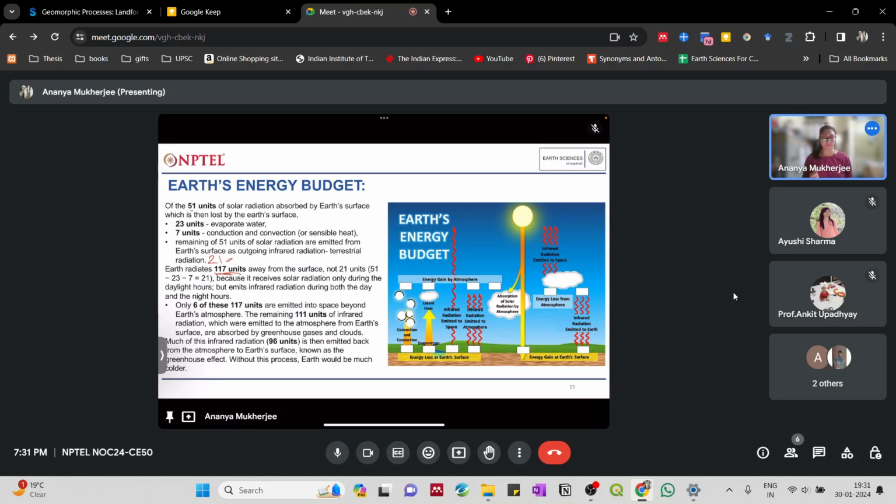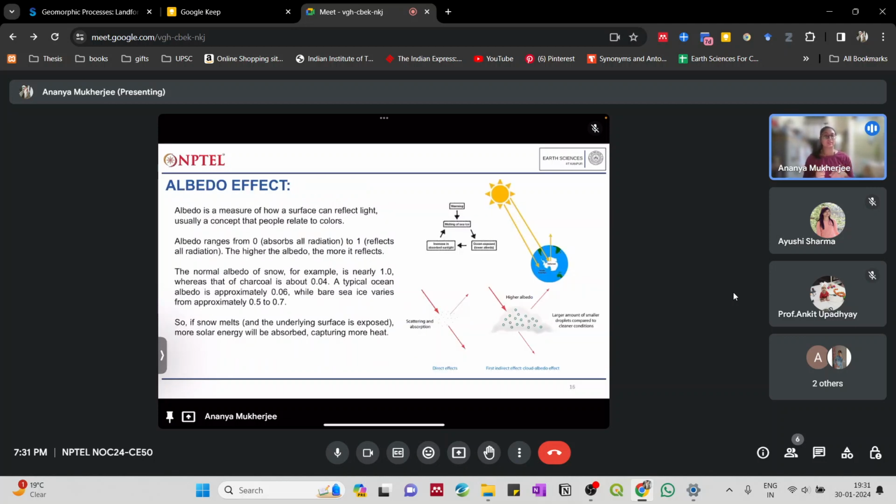Okay, now another process that takes place, which has this energy transfer that we've been talking about, also plays a role, and is called the albedo effect. Okay, so what is albedo? It is the measure of how well a surface can reflect light. Okay, so usually people correlate white color with this albedo effect.